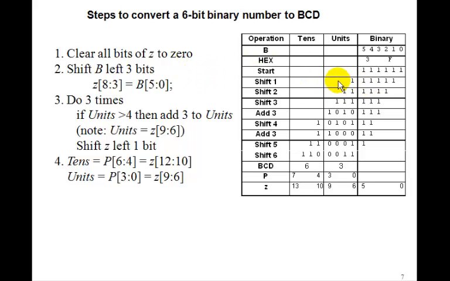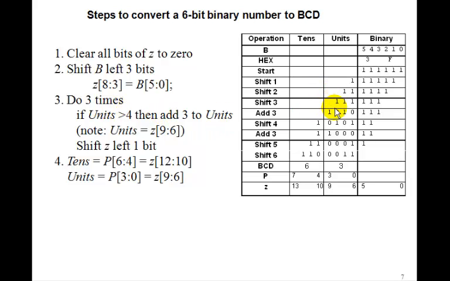Then we need to shift B left 3 bits. 1, 2, 3. We know we have to shift it 3 times before the units can be 5 or greater. And we can say Z 8 down to 3, here's 8, 7, 6, 5, 4, 3, is equal to B 5 down to 0, 5, 4, 3, 2, 1, 0. So that's the same as shifting B left 3 bits. Now we've already shifted 3 times. We need a total of 6 for this 6-bit binary number, so we have 3 more shifts to do. So we'll do 3 times.